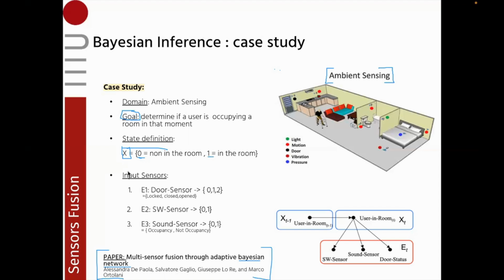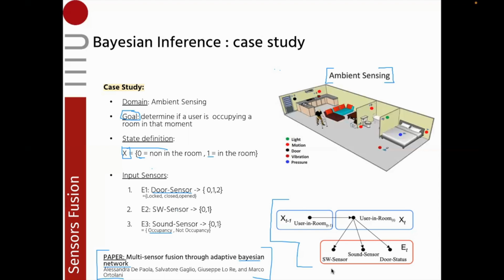This is done through our input, which is sensor input. Of course, we are dealing with sensor fusion, so the inputs are sensors, and specifically 3 types of sensor. We have a door sensor, which determines the state of the door, if the door is locked, closed, open, 0, 1, 2. A software sensor, which is actually the personal computer of the person, which can be on or off, and a sound sensor, which measures the sound, the amount of noise in the room, and gives us in output a state, which is in the room or not in the room.